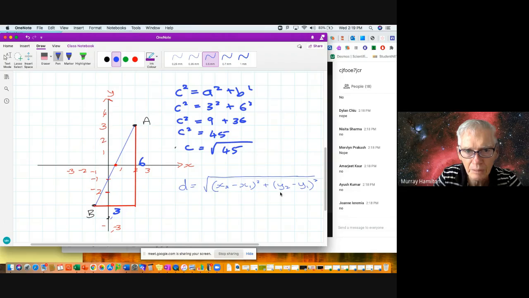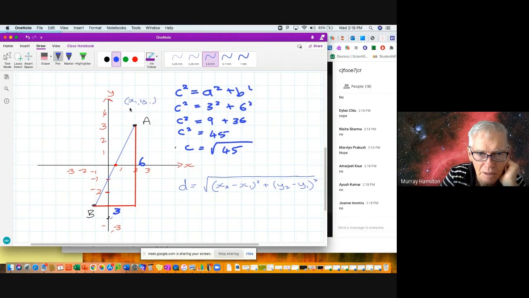So if we put those in, now remember, A was your x1, y1, and A was the point 2, 3. And B is your x2, y2. It doesn't matter if you had them labeled the other way around, it would still work. And B is your -1, -3. Right, so we've got that.